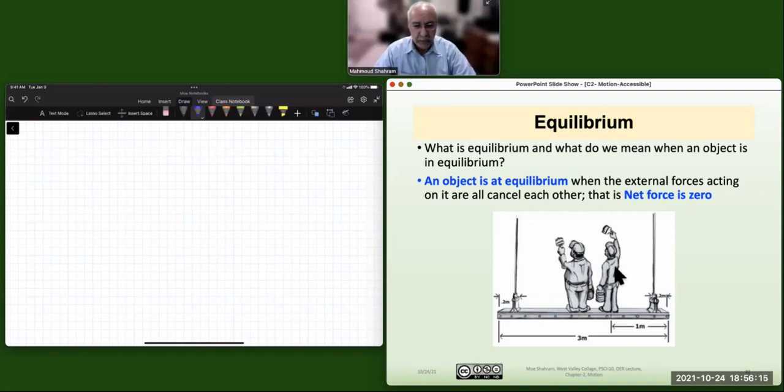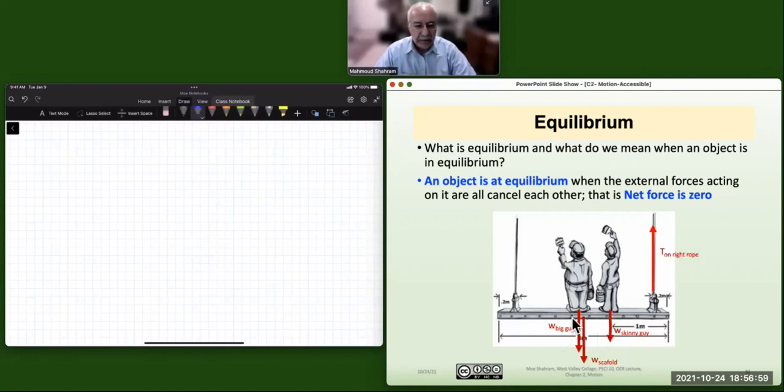They each have weight, so there's a force of gravity for each one of them. And the scaffold itself also has a weight, a force of gravity. And these forces are pushing downward. And then we have a force of tension on these ropes that are pushing upward. So if we are looking at all the forces involved here, this is the weight of the big guy, and this is the weight of the skinny guy, and then this is the weight of the scaffold board.